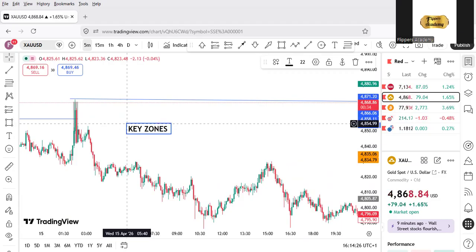Areas like your swing high and low, which is your break of structure. Areas where there's break of structure. Areas where there's change of order blocks, OB. Areas where there's fair value gap. Areas where there's breaker block. Areas where there's mitigation blocks. Areas where there's liquidity.